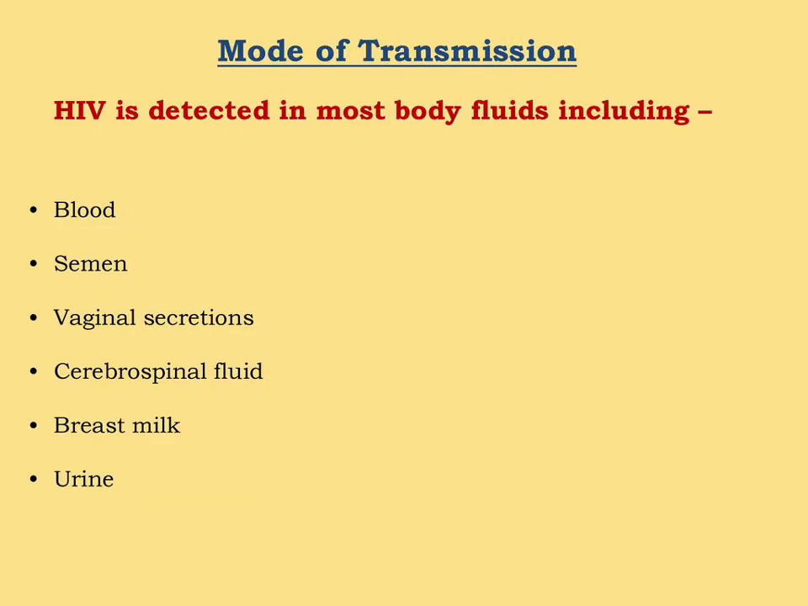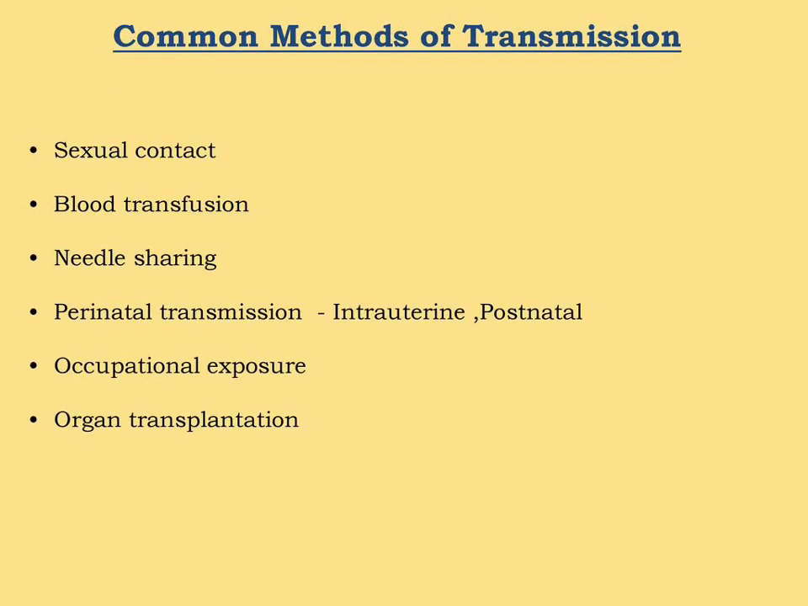Mode of transmission. HIV is detected in most body fluids, including blood, semen, vaginal secretions, CSF, breast milk, and urine. Common methods of transmission: sexual contact, blood transfusion, needle sharing, perinatal transmission, occupational exposure, and organ transplantation.